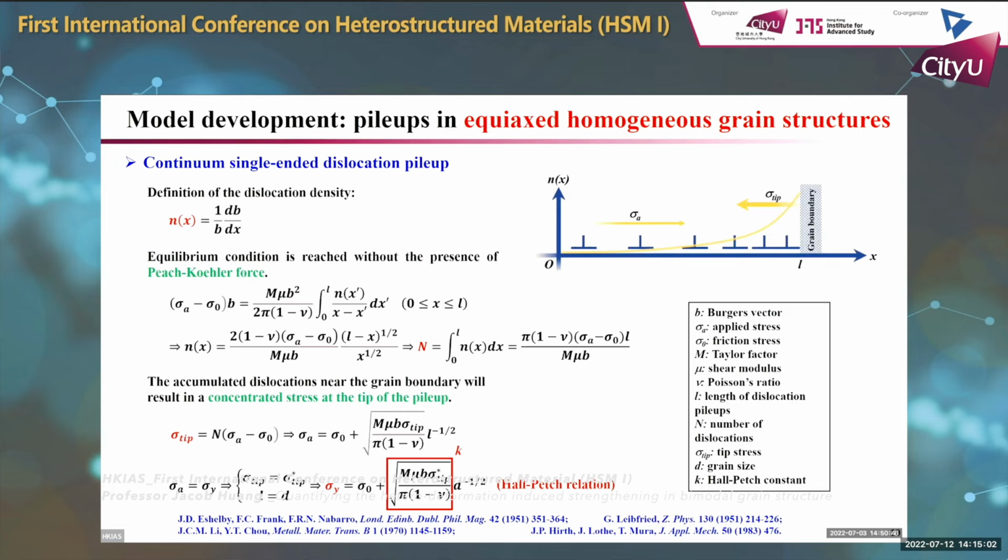Before we discuss the pile-ups in heterogeneous grain structure, let's briefly review the pile-ups in the equiaxed homogeneous grain structures, which is the more traditional case. It was first constructed by Eshelby, Frank, and Nabarro in 1951. So under an applied stress, the dislocations will pile up against the grain boundary, shown here, and the dislocation density under this condition can be expressed by this equation. Then the equilibrium boundary is reached without the presence of friction forces. This equation was solved by Leibfried in 1951. And the number of dislocations is given by this equation.